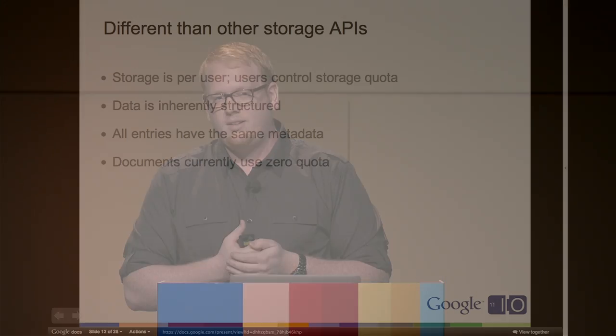Data is inherently structured within the UI. So there are built-in collections, and there are built-in hierarchies in those collections. We're going to talk about those a little bit more later. And then all entries also have the same metadata. Whereas in a traditional cloud storage system, you might have to track all of the metadata yourself, here we at Google track a common subset of metadata for each individual item. For instance, every single item has a title.